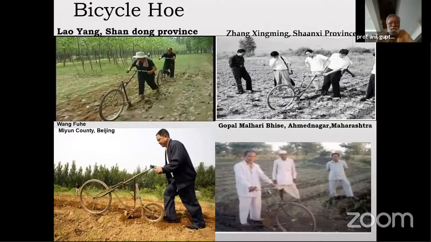But here is a very different example. A farmer innovator in Maharashtra, Gopal Bhai, used a cycle hoe. Chinese farmers also developed a cycle hoe. Similar problem, similar solution across the continent, across the mountains, in two civilizational societies.